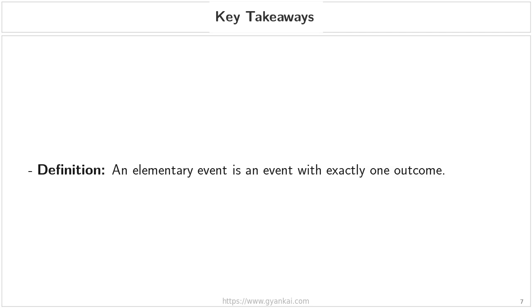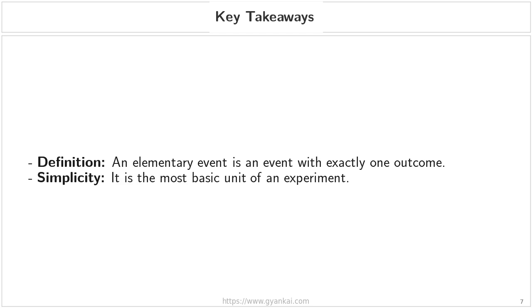First, let's revisit the definition. Remember, an elementary event is simply an event that contains exactly one single outcome. If there is more than one outcome involved, it is no longer elementary. Second, think about the concept of simplicity. You can view an elementary event as the most basic, fundamental building block of any probability experiment. It is the smallest unit possible. It cannot be broken down any further.